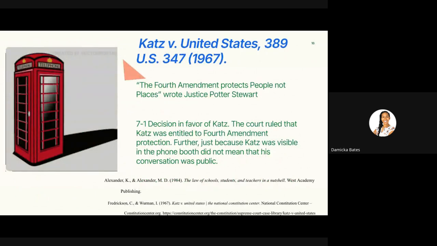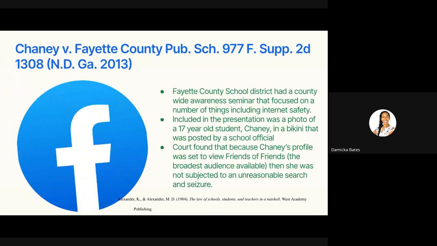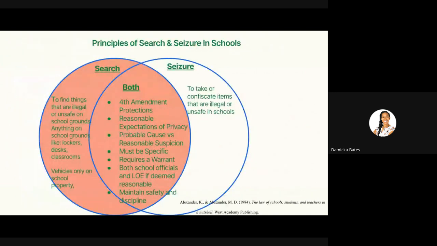Also, Katz versus United States was a very pivotal case in the Supreme Court. Cheney versus Fayette County Public Schools, where a professor showed a student's picture that he found on Facebook in a bikini, and she said that her privacy rights were violated. However, because her settings were public, the court ruled in favor of the school district.